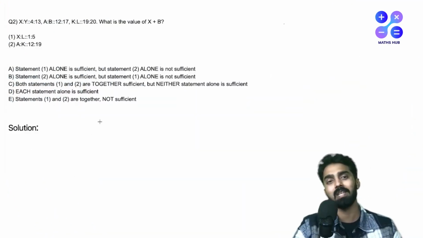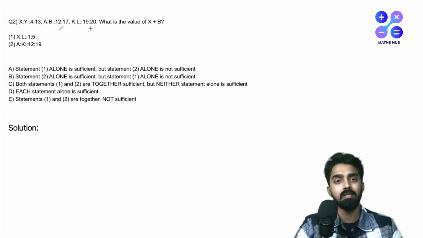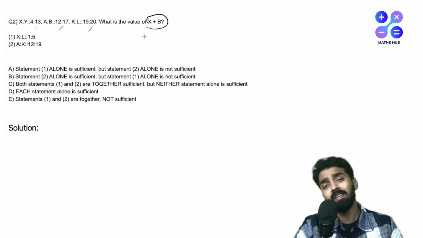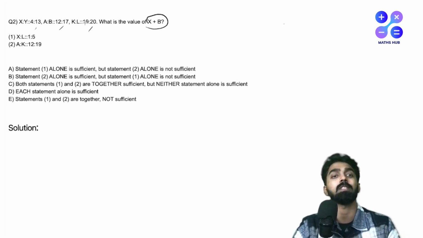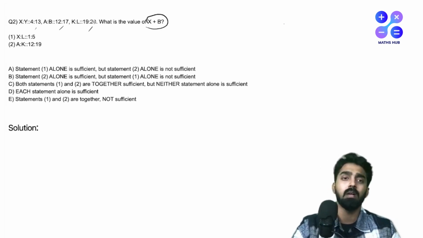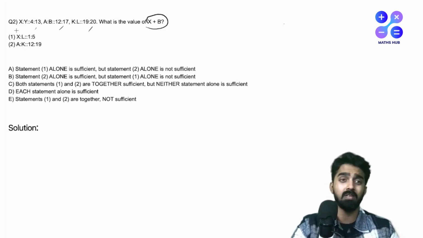Great. So let's start with question number 2. X is to y is 4 is to 13, a is to b is 12 is to 17, k is to l is 19 is to 20. What is the value of x plus b? Can we find the value of x plus b with just this information? No way. We have absolutely no clue what the value of any of these numbers or any of these variables are, right? No clue. But we're also given 2 other pieces of information, another couple of more ratios.